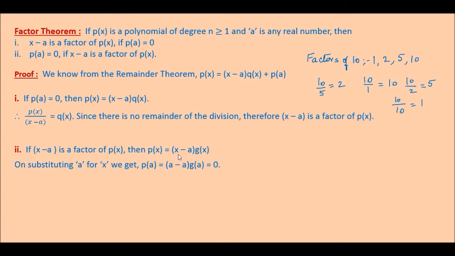So p of a is equal to, in place of x we write a. So it is a minus a times g of a. And a minus a is equal to 0. Whatever may be the polynomial, this g of a, 0 times anything is equal to 0. Therefore, p of a is equal to 0. Therefore, we have proved the second part as well. Hence proved. Now, let us try to do one or two sums based on the factor theorem.